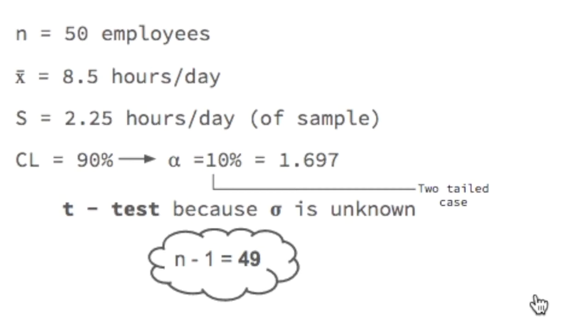If we have 90%, we know what's left is 10%. Therefore, we look for 0.10 on top of the table in the two-tailed section. Then we subtract n minus 1 for the degrees of freedom on the left side of the table. In this case, n minus 1, or 50 minus 1, is 49.